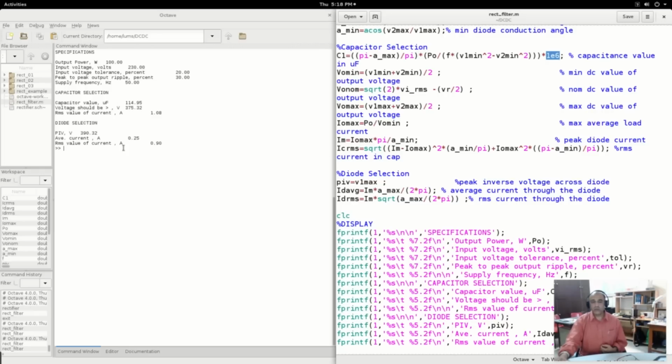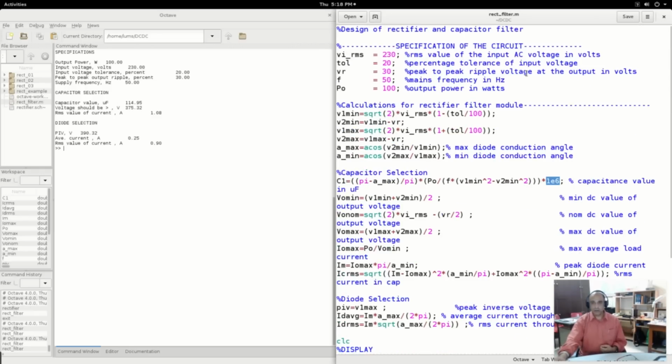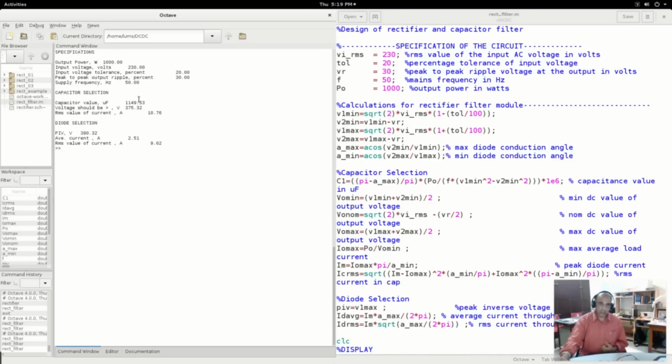So this way you can keep doing the iterations any number of times, change the power value, make it 1000 watts, and then rerun the script. So you will see things changing, and then you can keep experimenting with it, and then go back to the simulation, plug in the values, and see what values you would get. So this would give you a lot of insight into the rectifier filter circuit itself. So this is how you would go about analyzing and designing the two important components in the rectifier filter circuit, which are the diode and the capacitor.